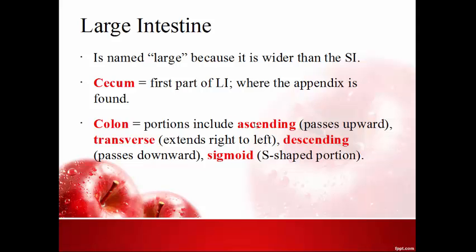So you have the ascending colon, where material is passing upward. Ascending means to go up. Then you have the transverse colon. It extends from right to left. Descending colon, where material is moving downward. And then you have the sigmoid colon, where it's actually shaped kind of like an S.